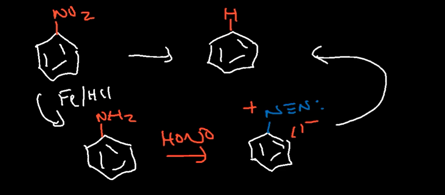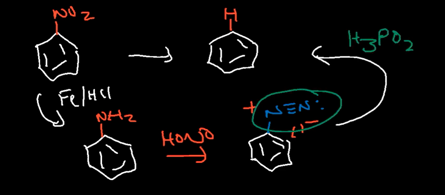And then the last step we need to do is add H3PO2. This reaction is going to replace this group with a hydrogen. So that's how you can convert nitrobenzene back to benzene.